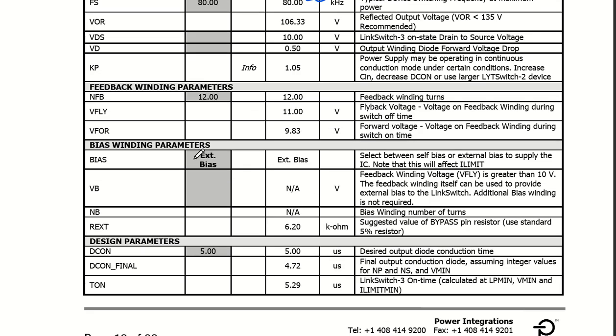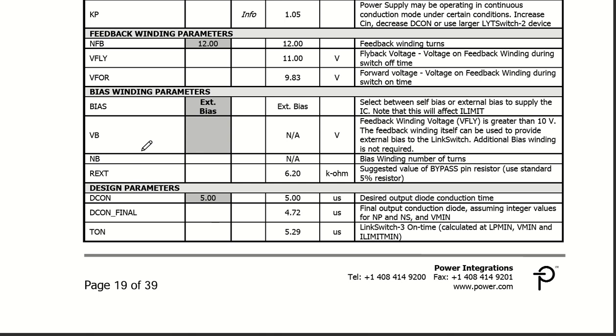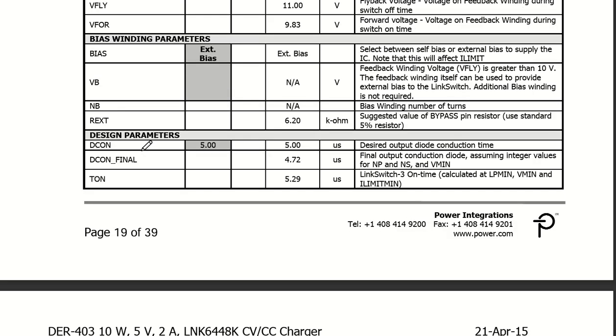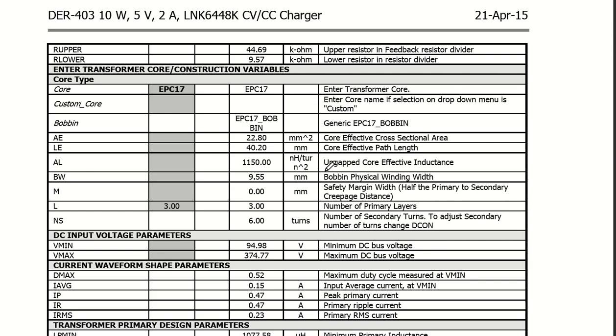Good. So other information we have are the NVF and all those things. Let us talk about design parameters. You can see the desired output diode conduction time is 5 microsecond. This will also be calculated automatically, so you don't have to think about those things. The important thing to discuss is R upper and R lower, the feedback circuit designed for constant voltage monitoring. For that you can see it is 44.69 kilo ohm as well as 9.57 kilo ohm.